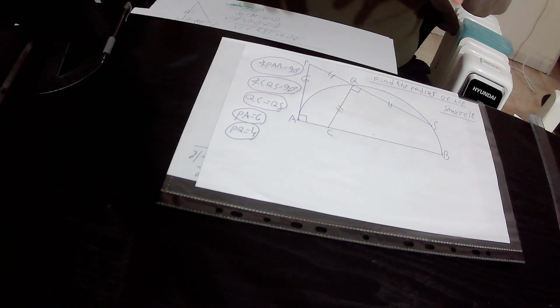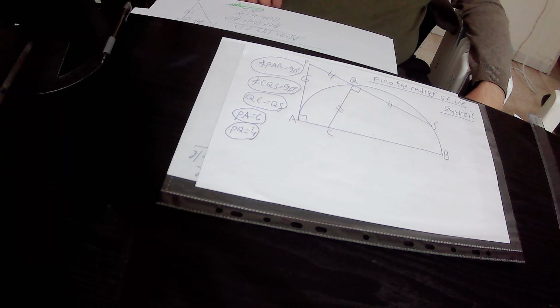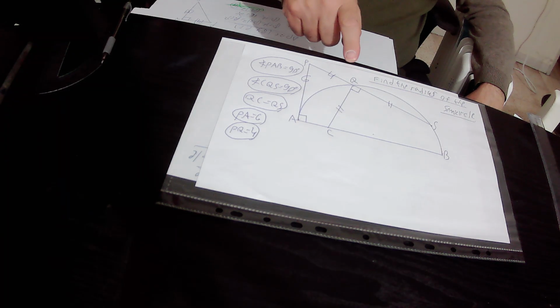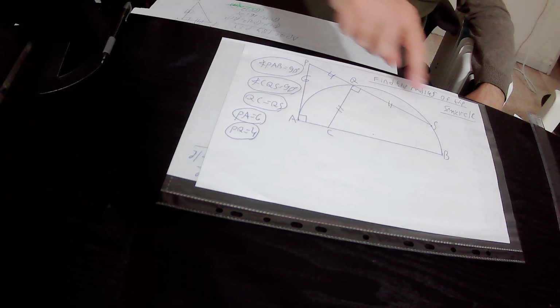In this lecture, we found out the radius of this semicircle. In the drawing, we have line segment PA equal to 6 units in length, and PA is also tangent to the semicircle at point A. Line segment PQ equals 4 units in length, and line segment PS cuts the semicircle at points Q and S. In addition, we also know that QC equals QS.